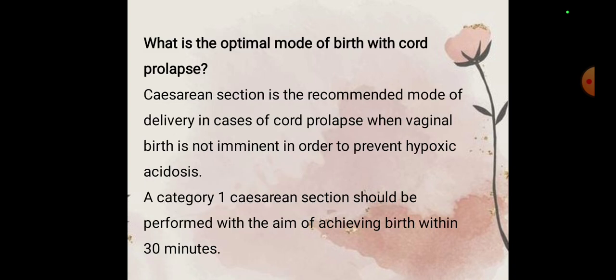What is the optimal mode of birth with cord prolapse? Cesarean section is the recommended mode of delivery in cases of cord prolapse when vaginal delivery is not imminent, to prevent hypoxic acidosis. A category 1 cesarean section should be achieved within 30 minutes. This is the emergency cesarean section categorization. There are 4 categories of cesarean section. Category 1 is the top emergency, and delivery should be achieved within 30 minutes.